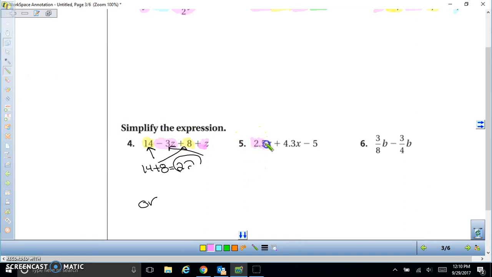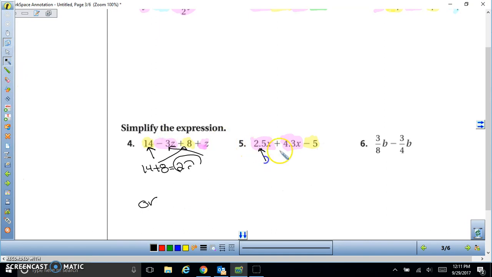So 2.5x, we're looking specifically at x to the exponent of 1. This also has an x to the exponent of 1. So those two are like terms. And now we have a negative 5. That's all by itself. So we are going to combine our two pinks, and our yellow doesn't have anything that needs to be combined, so that's perfect.